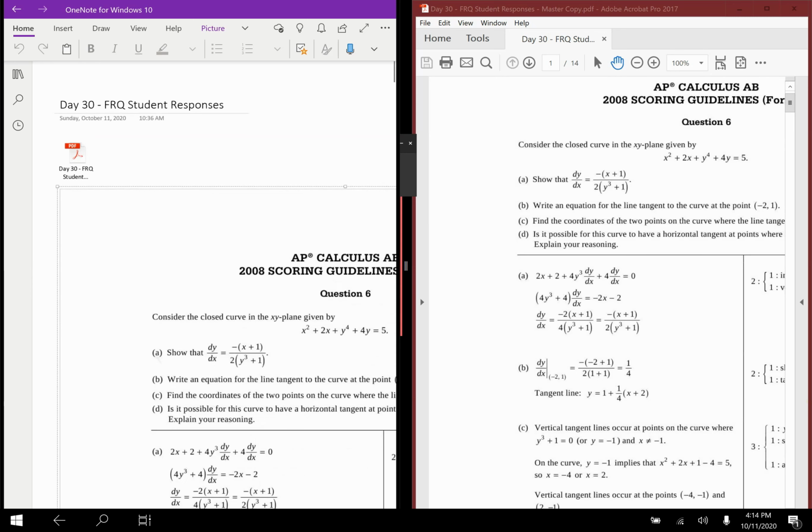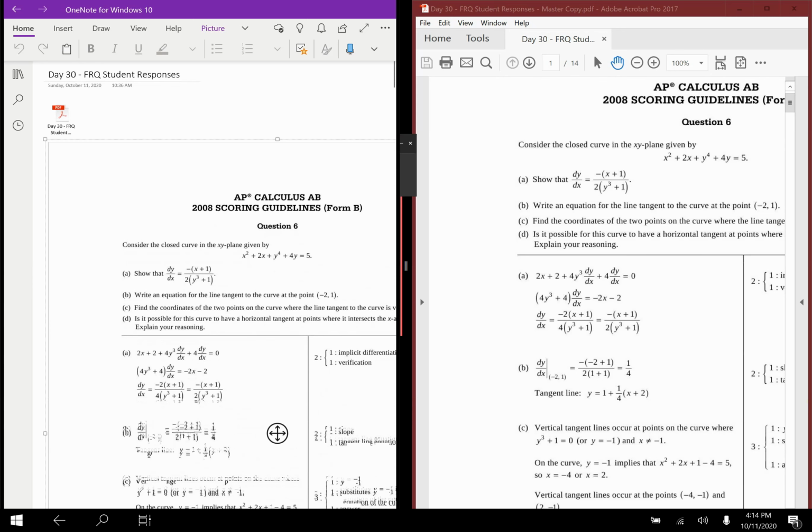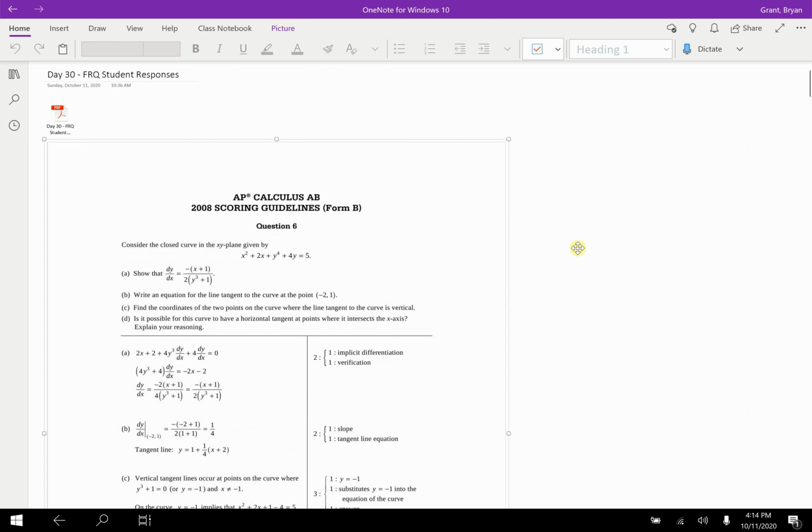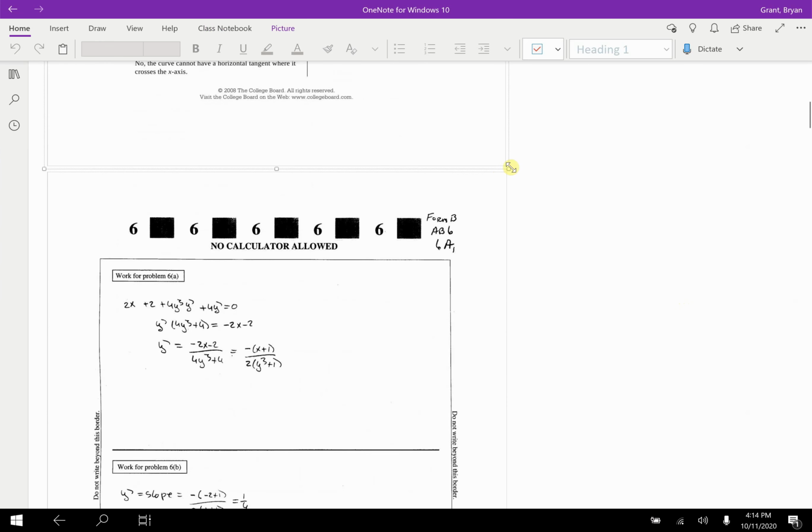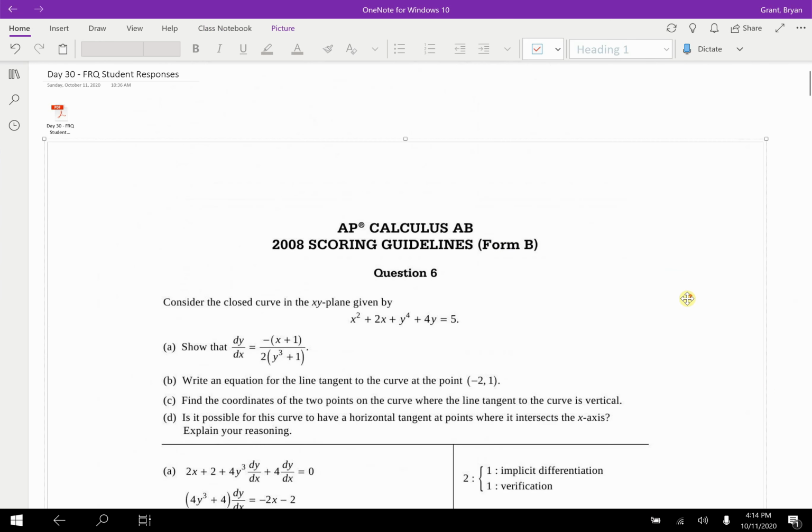So we're going to be looking through some student responses, actual student responses from a couple years from the AP exam. And these student responses are to the two free responses that you guys worked through yesterday in class or maybe for your independent practice. So let's take a look at this first one. In fact, I'm going to go ahead and just focus on one, and I'll bring that other page back in a second. We're going to go ahead and look at 2008 Form B.